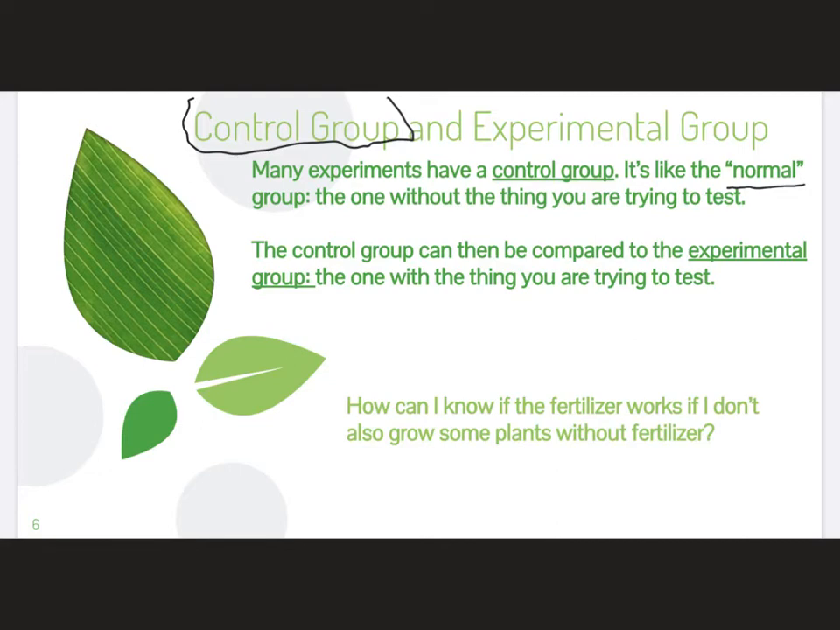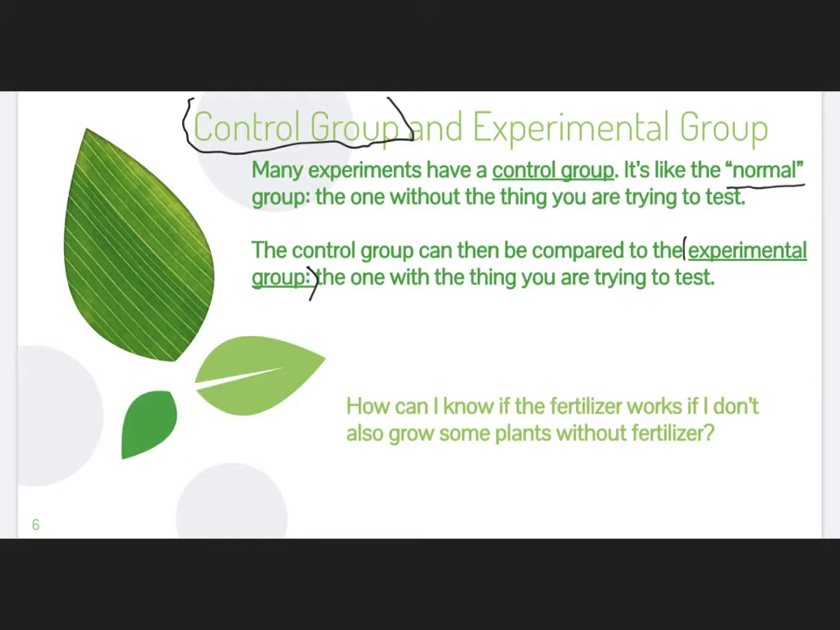Not every experiment is going to have a control group, but a lot of them will, especially if you're testing how effective a certain medication or a certain treatment is. You definitely need a control group. The control group is being compared to the experimental group, and that's the group that gets the thing you're trying to test. So if we were testing a new medication, for example, you would give some people the medication and you would not give some people the medication. So the people who got the medication would be in the experimental group.